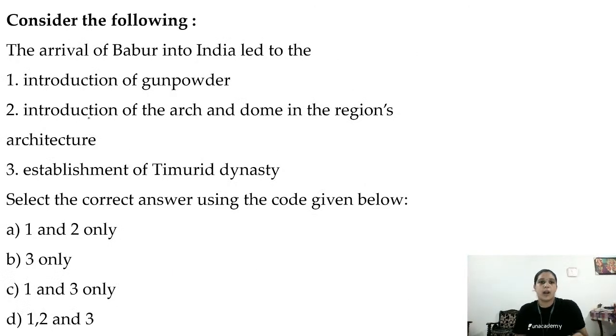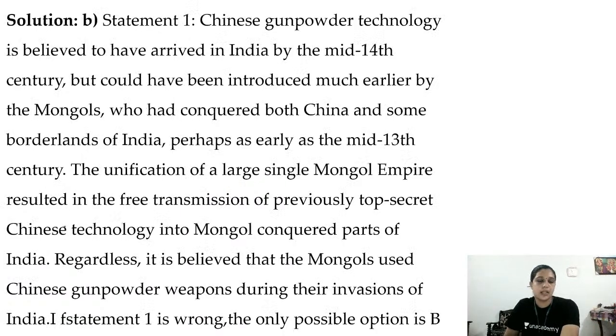The arrival of Babur to India led to the introduction of, okay. The introduction of arch and dome, yes. Establishment of Timurid dynasty, definitely yes. Because Babur claimed to be a person of Timurid dynasty, yes. On the mother side, he was from Mongolian, Genghis Khan side. But his father's side, he was from Timurian dynasty only. Okay, the answer is 3 only.